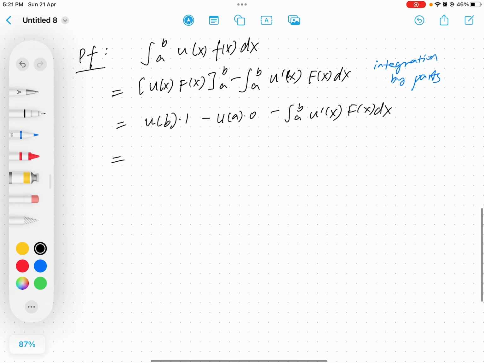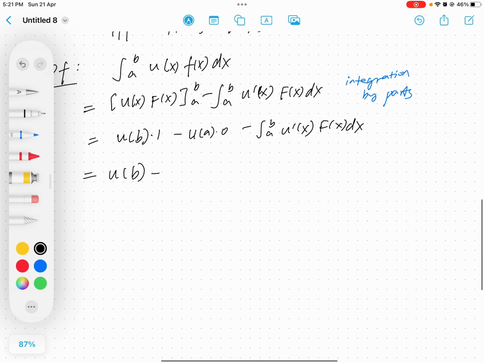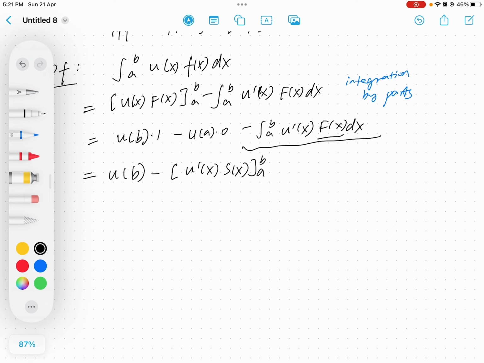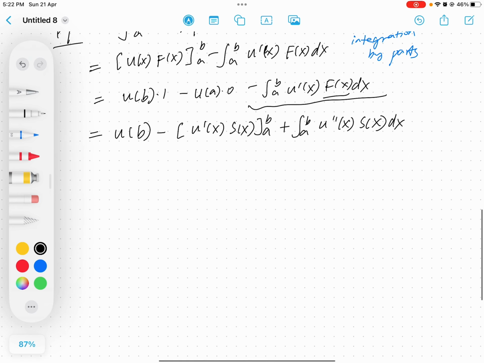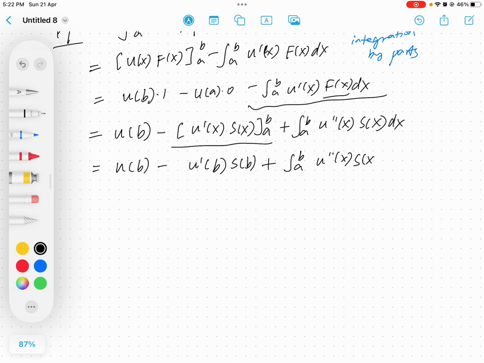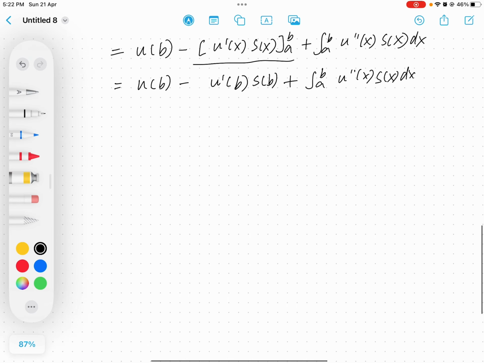So this becomes u(b) minus, and we use integration by parts again to expand this term. This becomes u'(x) times the integral of F(x), so it's S(x), because by definition S is simply the integral of the CDF. That's exactly what we need here. So S(x) evaluated from a to b plus the integral from a to b of u''(x) S(x) dx. So this is u(b) minus u'(b) S(b) plus the integral term. Good, so we have this result.